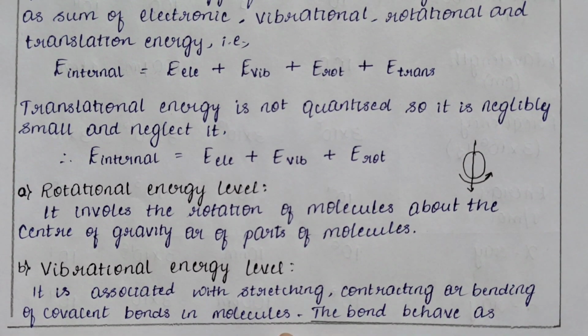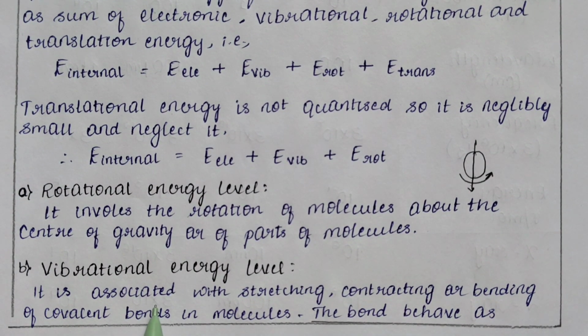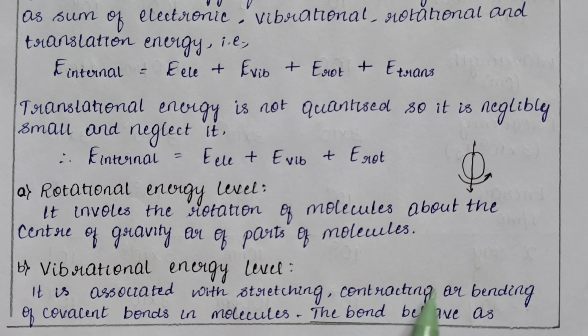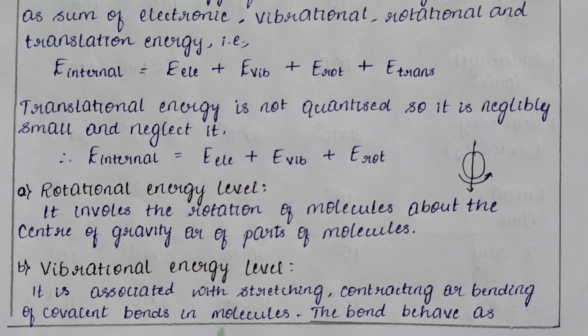Now, when it comes to the vibrational energy level, it is associated with stretching, contracting or bending of a covalent bond in a molecule. So the vibration is associated with stretching, which is nothing but expanding of a bond, or contracting or compressing of a bond, or bending of a covalent bond. So the vibrational energy level involves these three important movements, that is stretching, contracting or bending of a covalent bond in a molecule.